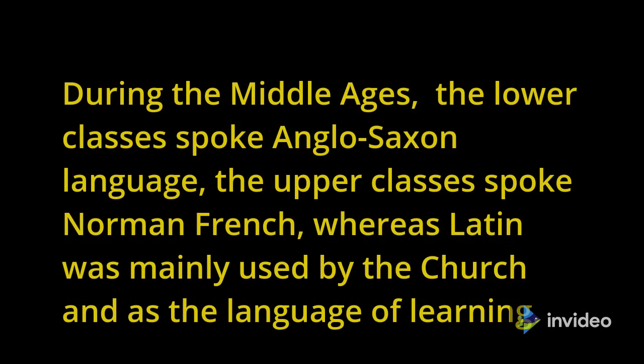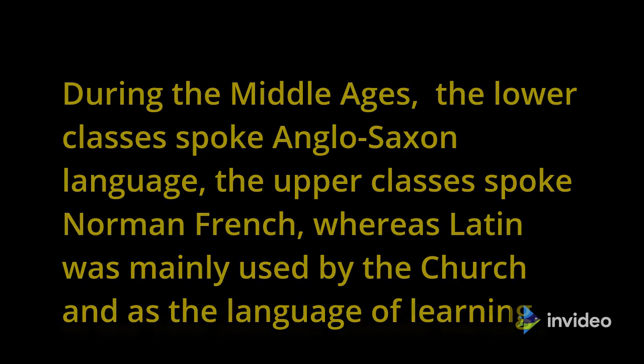During the Middle Ages, three languages were spoken in England. The lower classes spoke their native Anglo-Saxon language. The upper classes spoke Norman French, whereas Latin was used mainly by the church and as the language of learning.